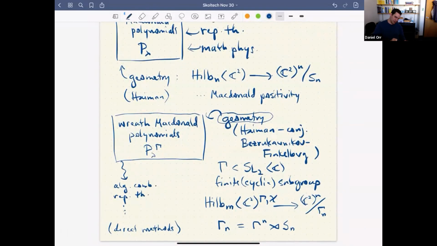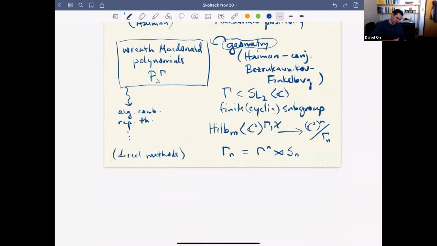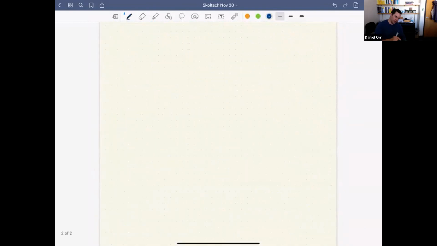Okay, let me, I think I need to go down. Can I go down for a new page or slide? There we go, okay. Maybe I can make it even bigger.